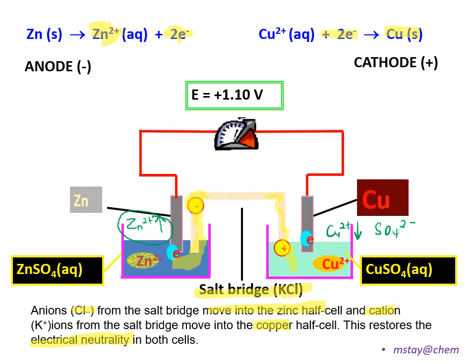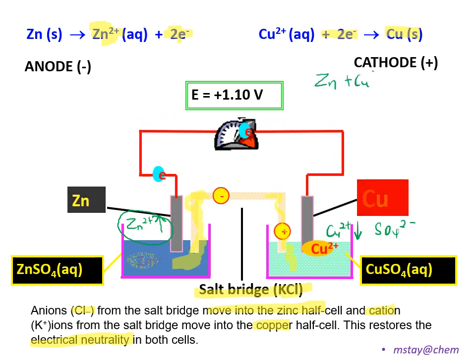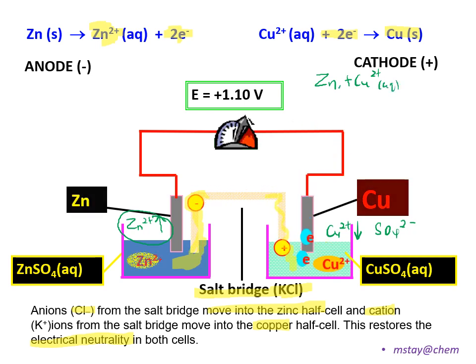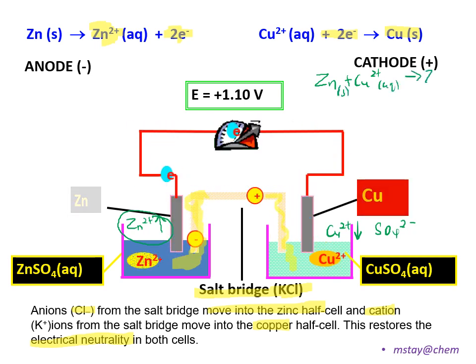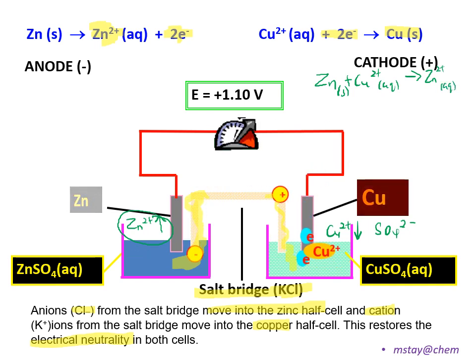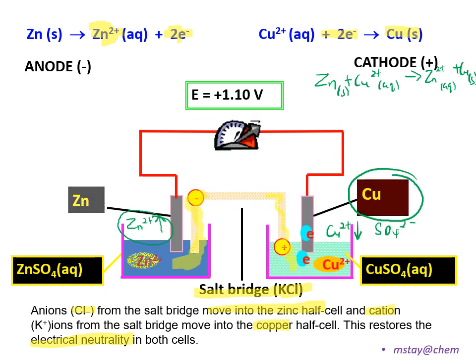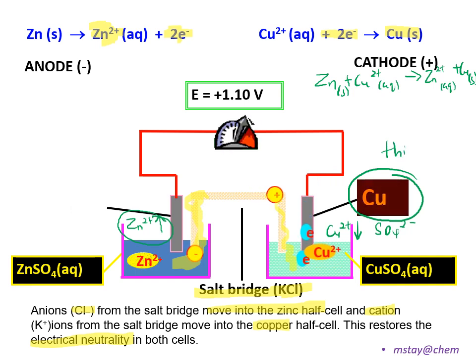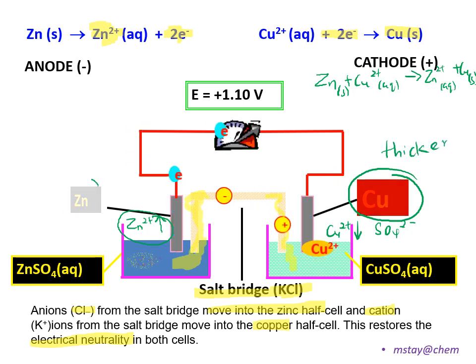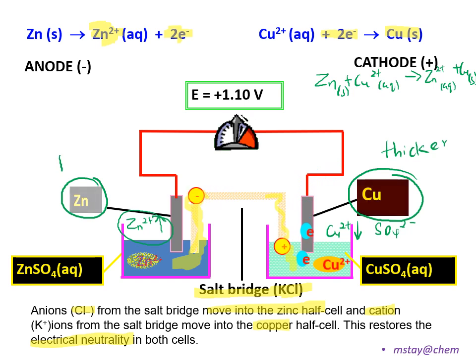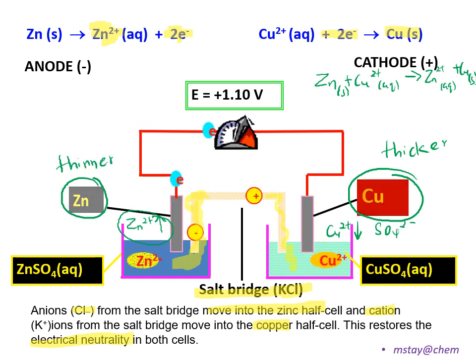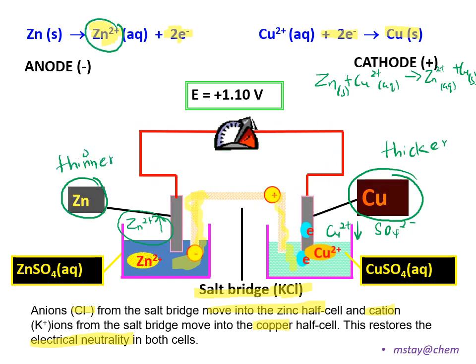Then we can also write the overall equation. The zinc solid plus Cu2 plus equals zinc 2 plus aqueous and copper solid. So at a much later time you will notice that the copper electrode will get thicker and thicker, while the electrode of the zinc will get thinner because it has already become ions.